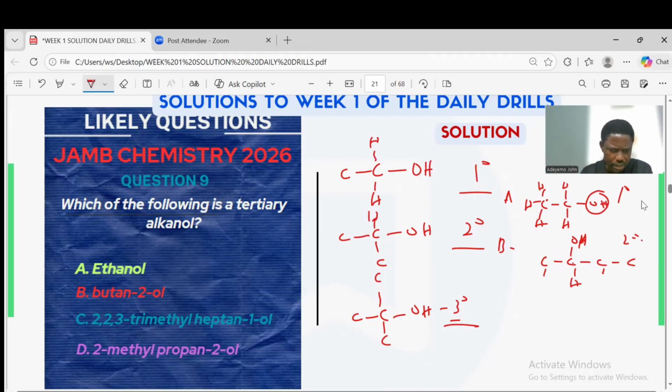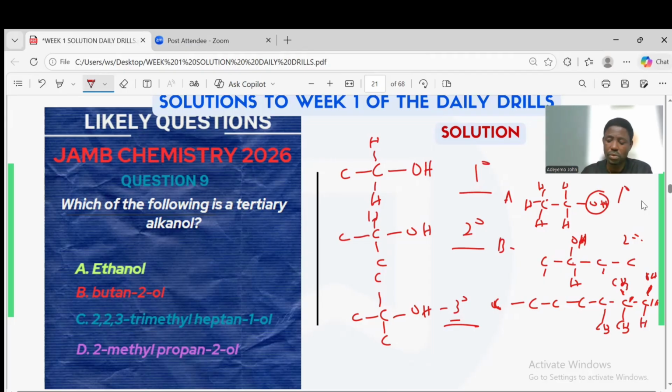2,2,3-trimethylheptan-1-ol. When you see 1-ol, that is a primary alkanol. I will show you the reason. How many carbons? 7. 1, 2, 3, 4, 5, 6, 7. Okay, this is carrying OH. Now, because this is the first carbon, then the second carbon. All right, so the second carbon is carrying a methyl group, CH3. All right, the second carbon is still carrying another methyl group, CH3. And the third one is carrying CH3. Can you see? But if you look at the carbon carrying the OH group here, you will see that only one carbon, which is this one, is attached to it directly.